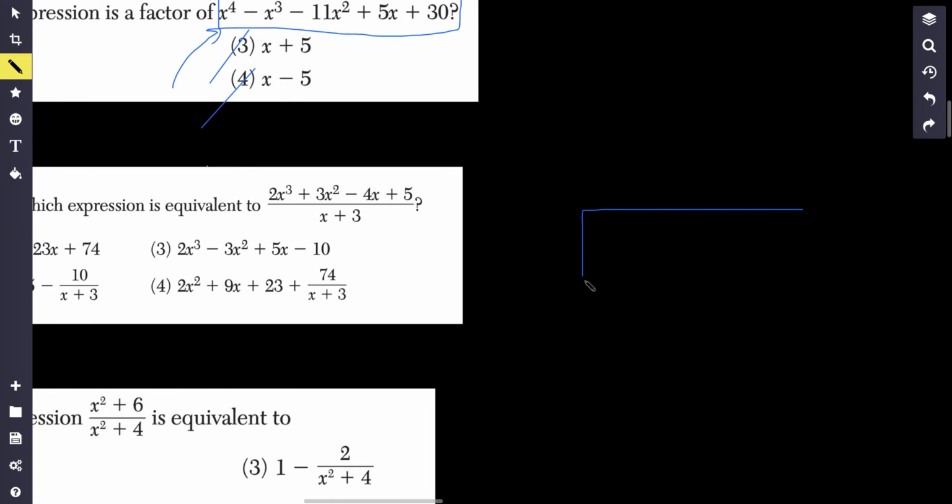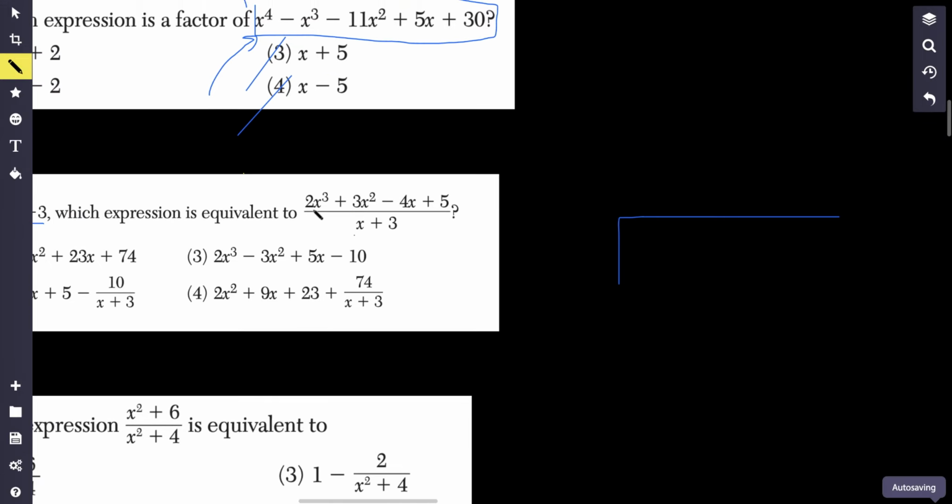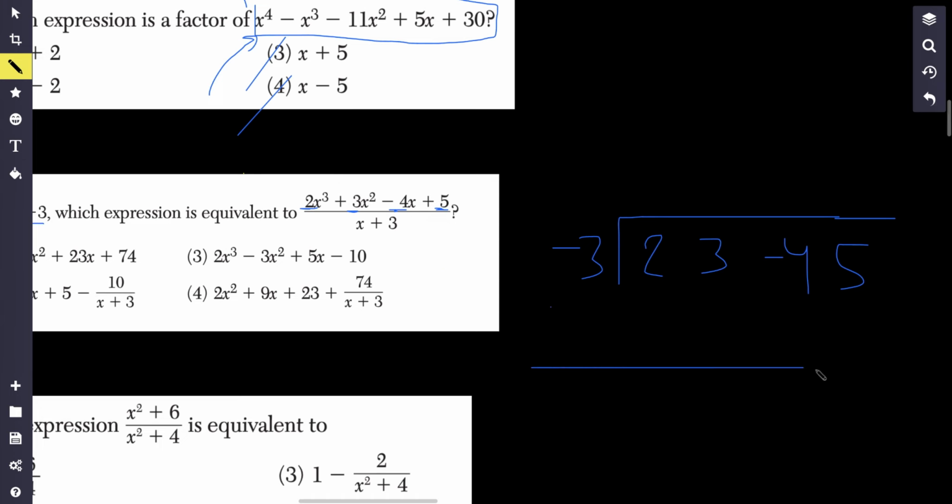We can use synthetic division. Remember, our coefficients go on the inside. So we have 2, 3, -4, and 5. On the outside, we have a -3 because -3 plus 3 gives me 0 for my denominator. Now, I'm going to draw a line, put an addition sign, and bring the first term down. Then I multiply this 2 by this -3, so I get -6. I add these two terms, I get -3.